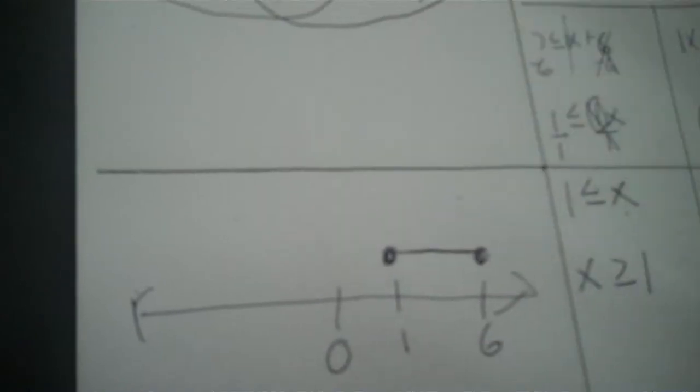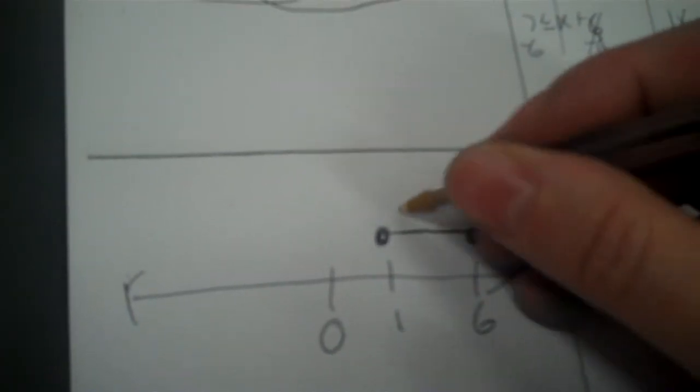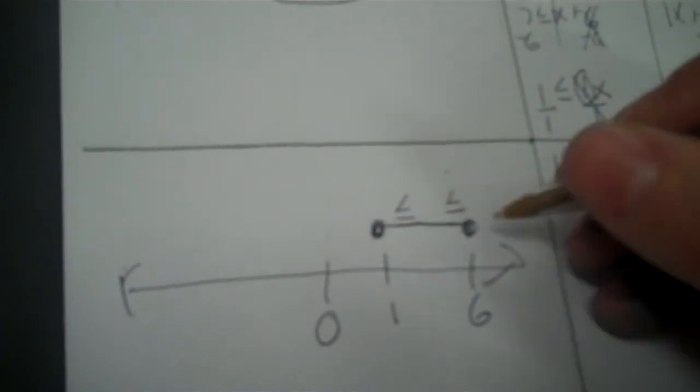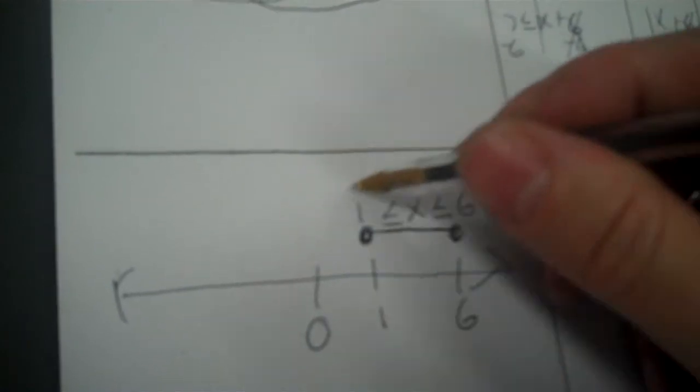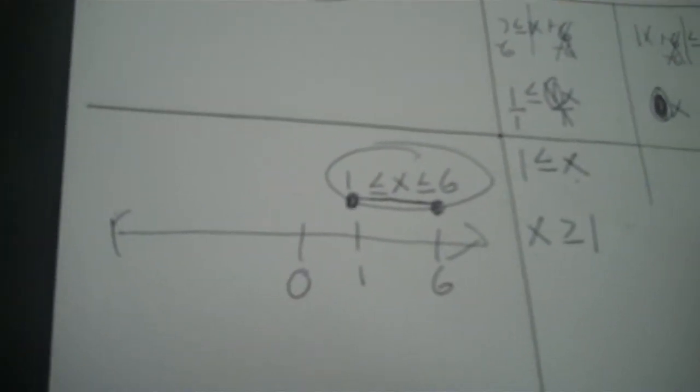Okay, now on that, write the answer, okay? That's between. So you put 2 less than or equal to signs, equals because the bars are there, with x, 1, and 6. That's where I want it. That's what I want to see, the number line and the solution above it.